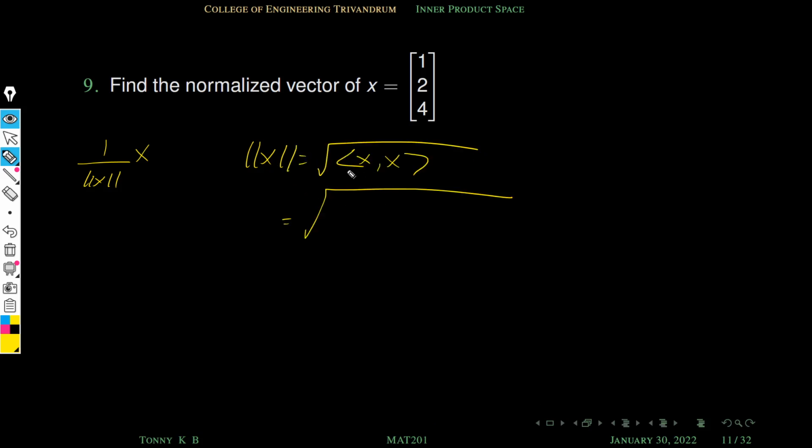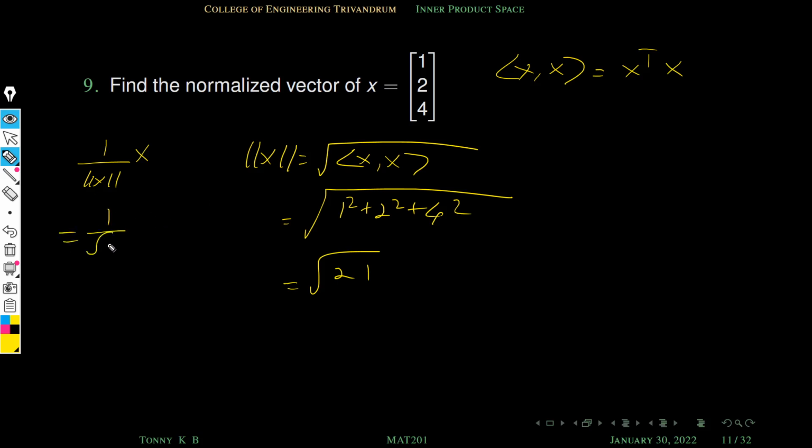It's equal to the positive square root of the inner product of x with x. And x is here. Then how do we find the inner product of x with x? We consider the Euclidean inner product. We know that is x transpose x, or whatever way. Anyway, its inner product becomes 1 squared plus 2 squared plus 4 squared, and this is equal to the square root of 21. So the normalized vector is equal to 1 by root 21 times x. What is x? x equals (1, 2, 4).